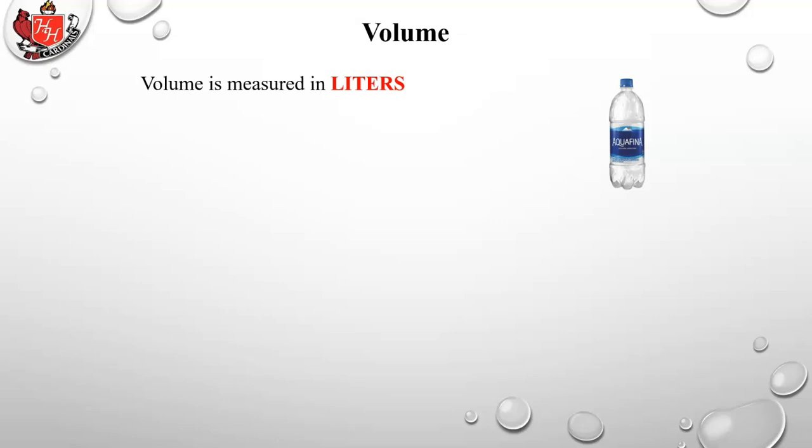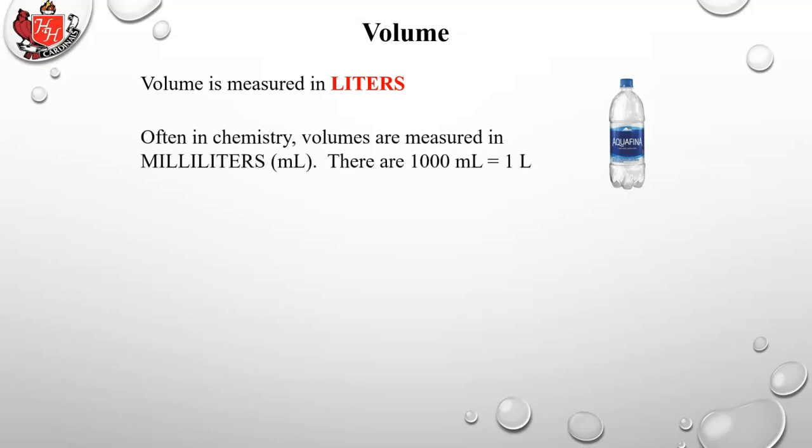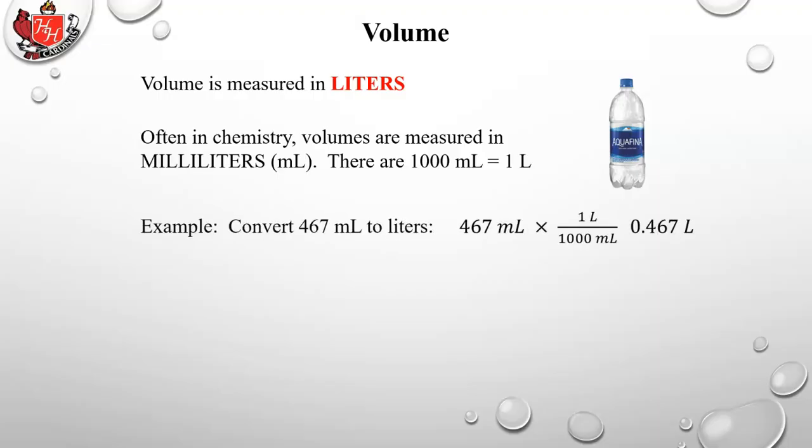Volume is measured in liters. Often in chemistry, volumes are measured in milliliters, and there were 1,000 milliliters equals 1 liter, so we've seen that conversion before. So example, convert 467 milliliters to liters. So 467 milliliters times 1 liter over 1,000 milliliters, one of our standard conversions, equals 0.467 liters.